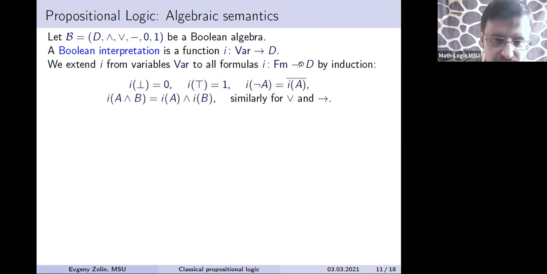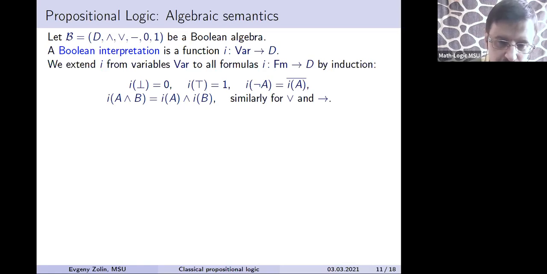And then we extend this interpretation to all formulas, again, by simple rules. To false, we assign the element 0 from our algebra. To true, we assign the element 1. The negation corresponds to the complement. The conjunction corresponds to this operation in our algebra. It is denoted by the same symbol, but of course, this is a different thing. This is a connective, and this is an operation on this set D. And similarly for other connectives.